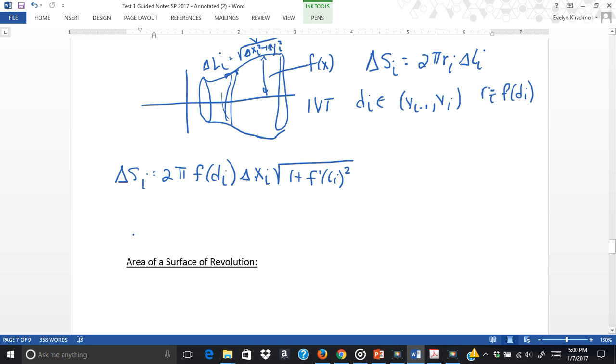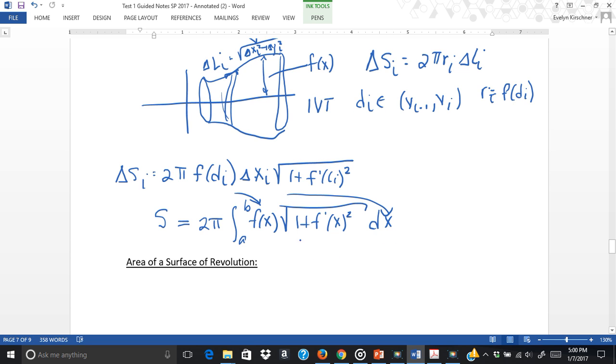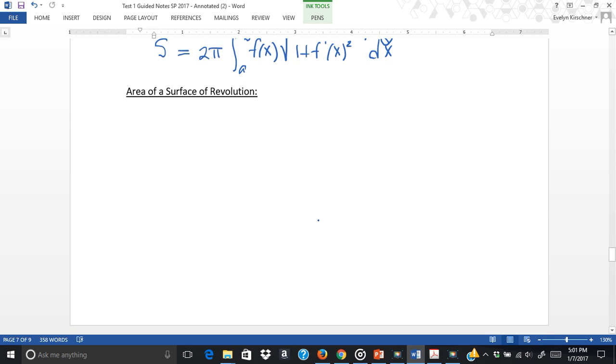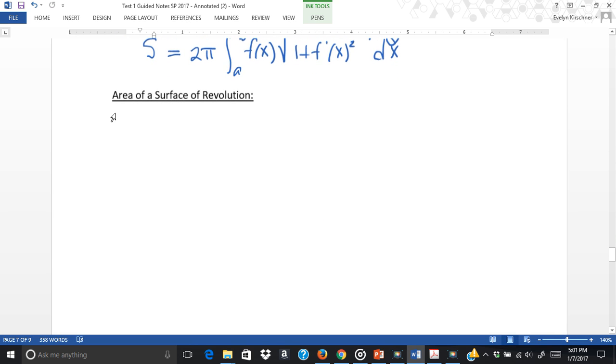So this tells me, in general, that the area of my surface of revolution is just going to be the integral from a to b of 2 pi f of x times the square root of 1 plus the derivative of f squared, dx. So this part is my arc length, that's my Li.